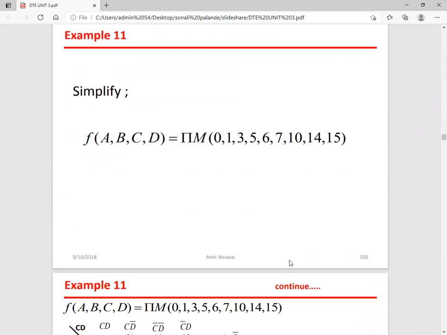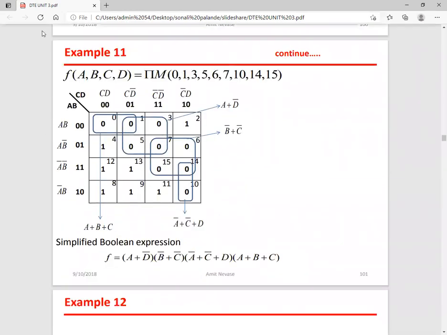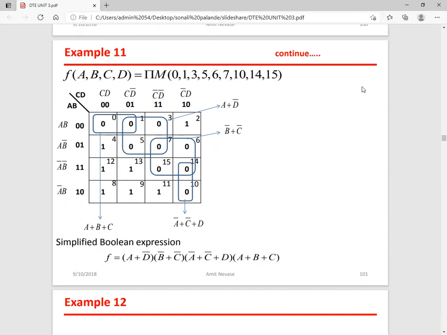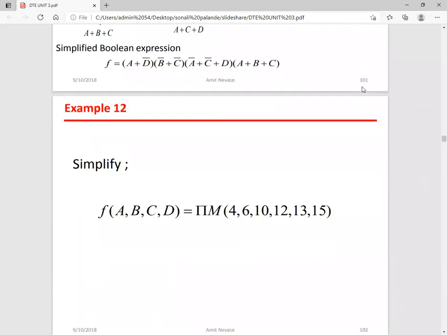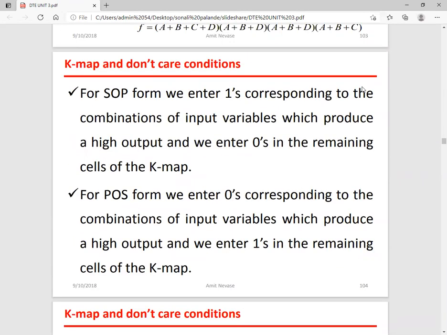For example, simplify F of A B C D equals pi of m 0, 1, 3, 5, 6, 7, 10, 14, 15. So we can plot the Kmap here and the groups are formed. The final simplified expression is F equals A plus B bar, into B bar plus C bar, into A bar plus C bar, into A plus B plus C. So here is another example to solve in POS form. The last point is Kmap and don't care conditions.